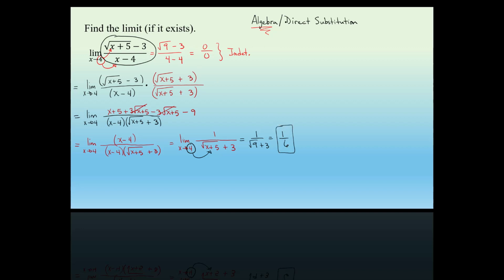So remember, always start with direct substitution. Plug in the number for x, or whatever variable they have here. If you end up with a 0 over 0, or an infinity over infinity, this is indeterminate. And because it's indeterminate, we're going to use algebra techniques to manipulate the expression so that we can go back to direct substitution. Once we go back to direct substitution, we actually get the value.